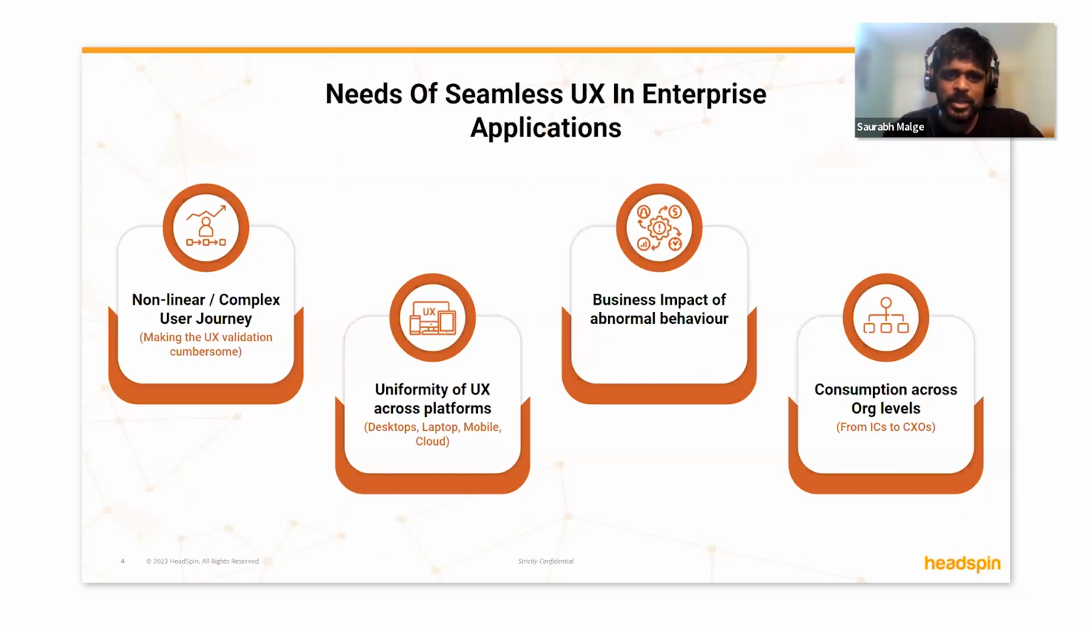These complex user journeys are sometimes quite cumbersome to test, or rather the user experience validation of these complex user journeys is quite cumbersome, right? Again, the uniformity of the user experience of these platforms is quite diverse across different platforms, right? You see, we are using Slack or HubSpot on mobile phones and also on desktops, right? So we want a similar experience on these mobile phones and a similar experience on these desktops as well, right?